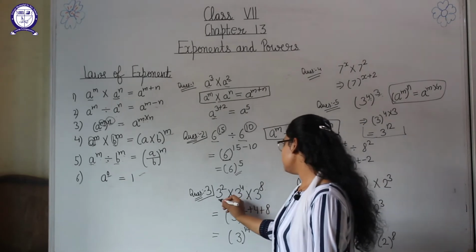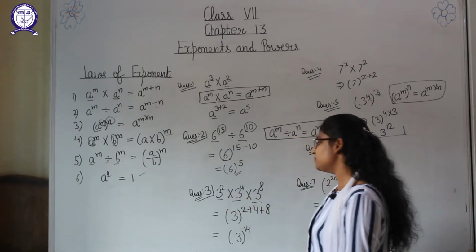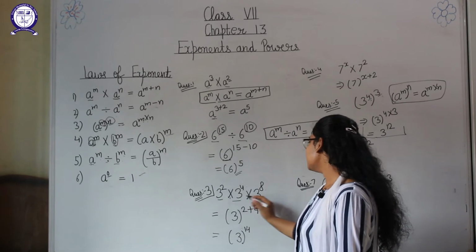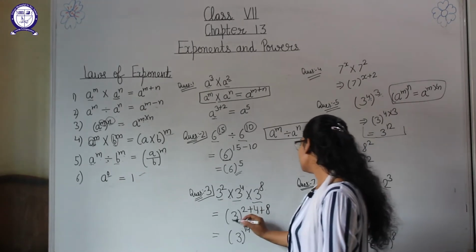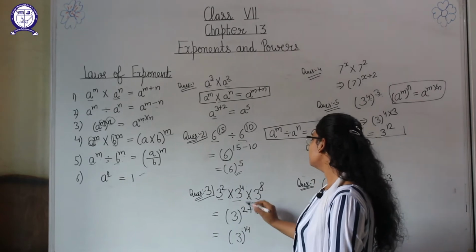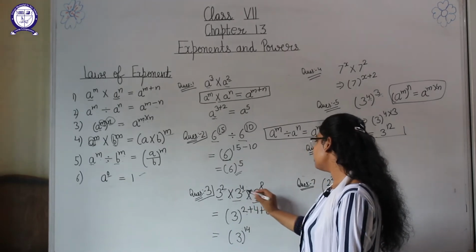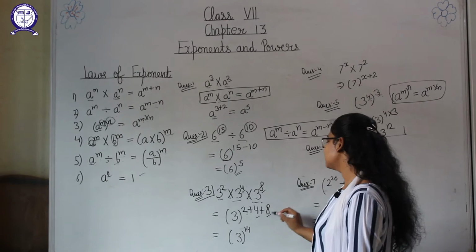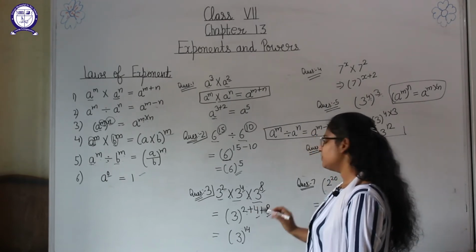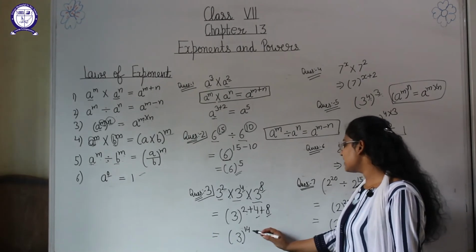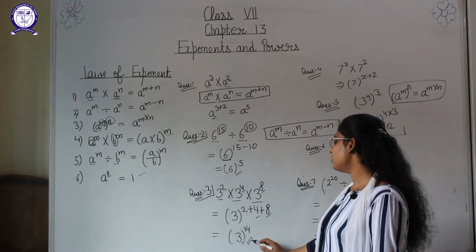Here if you check, the bases are the same, 3. These are in multiplication, so powers will be added. So 3 raised to the power 2, plus 4, and then plus 8. When we add 2 plus 4 plus 8, what will we get? We will get 14. So our answer will be 3 raised to the power 14.